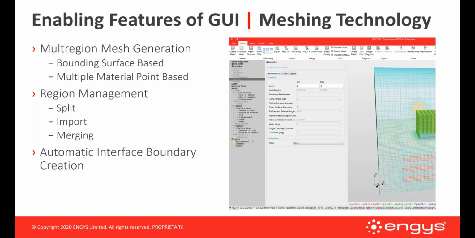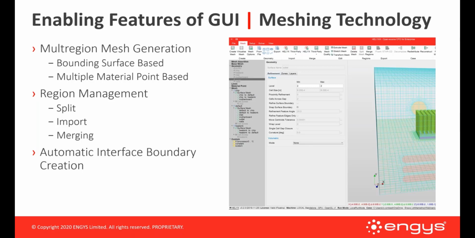Or we can use an approach that's called multiple material point based. So if we have different STLs or different surfaces that are physically separated from each other because they're both closed surfaces or groups of them are closed, we can use a material point and place it in each one of these different domains and be able to split up these different domains in that manner. There's also region management tools for splitting, importing, merging these different domains. So we're able to actually move around the different cell zones and really manage our multi-region case.